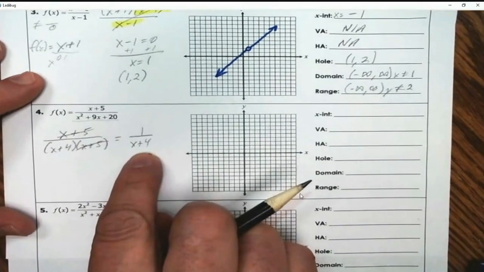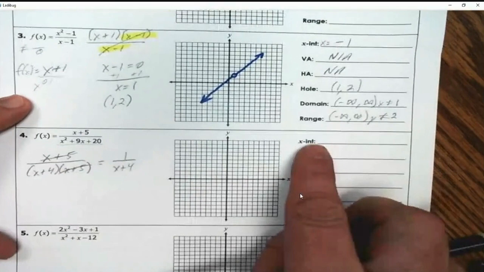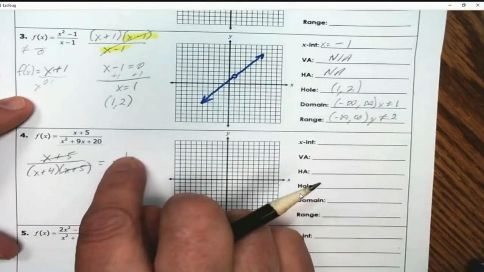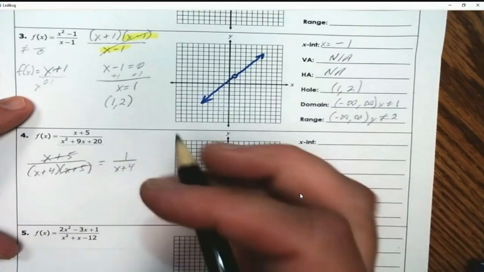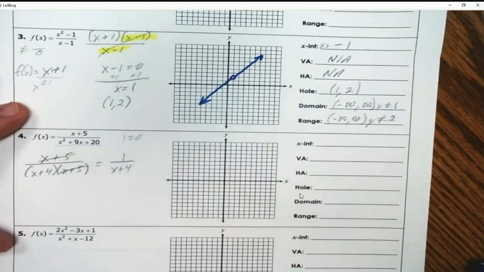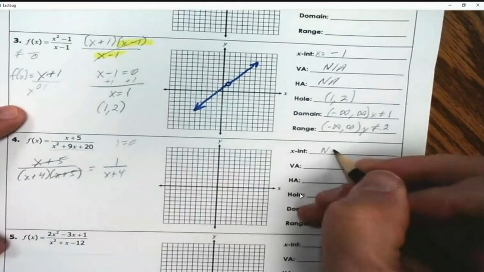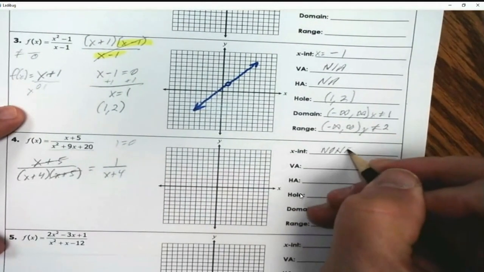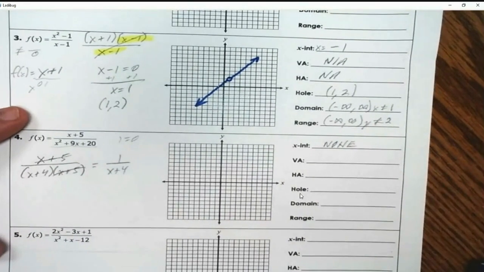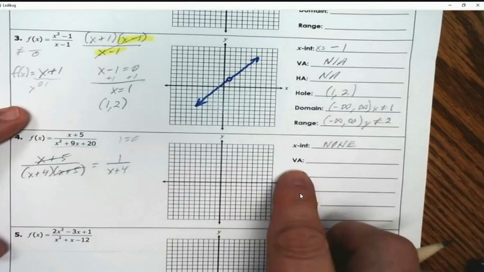So what is our x-intercept? Remember, to find the x-intercept, we set the numerator equal to 0. 1 equals 0. Well, that's not a true statement. 1 does not equal 0. So there's just no x-intercept. And we'll graph it when we get down here and check our work.